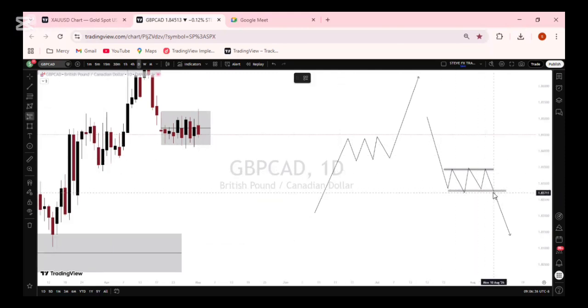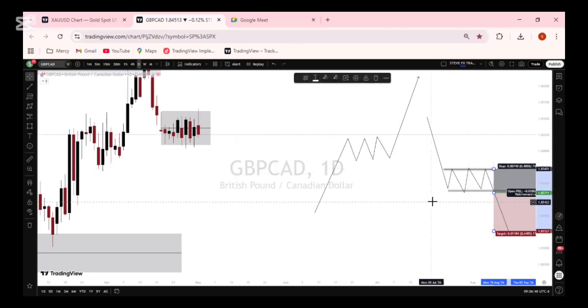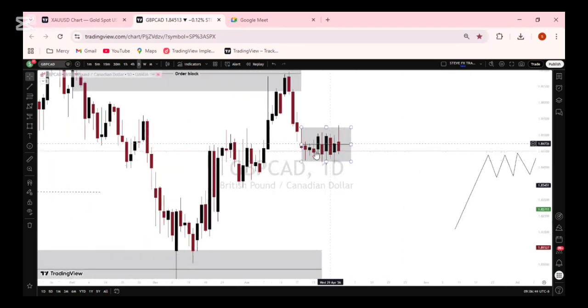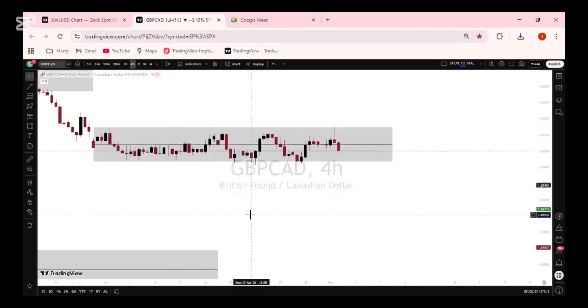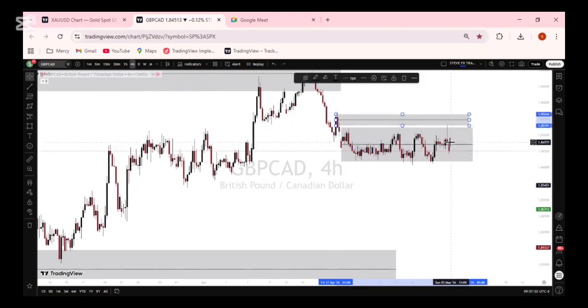The breakout can then become your entry for the trade, and then we target the low. So now we are having a drop, our first drop. Now we are having a base. If we go to the 4-hour time frame, we can see that around the base there was an order block that the market reacted to.